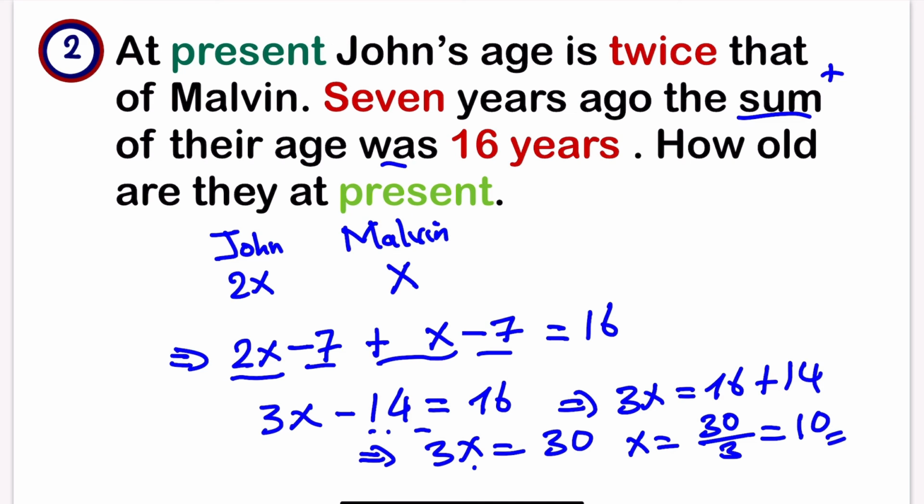So x is 10. Now we go back to our question, at present. Here, at present, Marvin is x. So Marvin is 10 years old, and John will be equal to 20 years old.